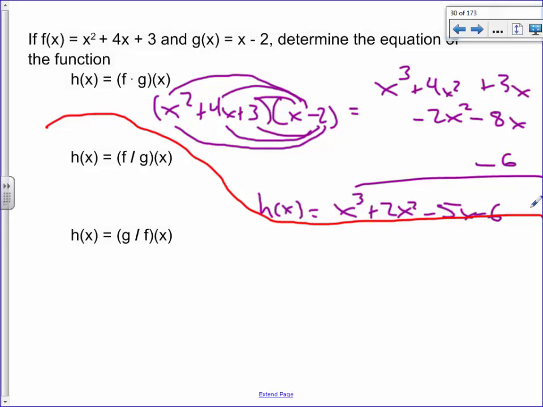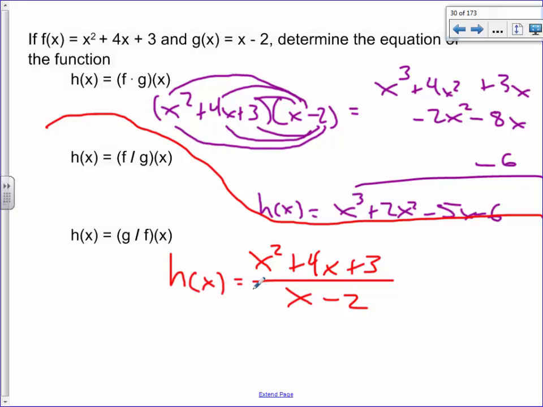So often what we'll do is we'll write it like this. We'll write the f graph on top of a fraction, and we'll write the g graph on the bottom of the fraction. This is what h of x would be for this guy right here. But I'm actually not done.